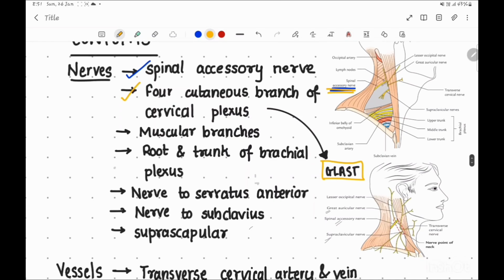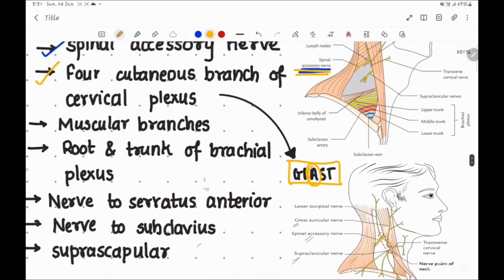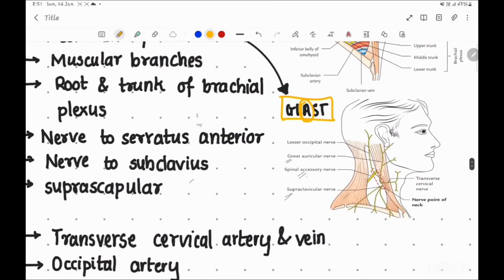So first are the four cutaneous branches. Of course, there are five. We consider A, the accessory nerve, as extra, but it is also a cutaneous branch. So what are the four important parts of the cervical plexus? First is the greater auricular nerve. Then you have the lesser occipital nerve, supraclavicular nerve, and T, the transverse cervical nerve.